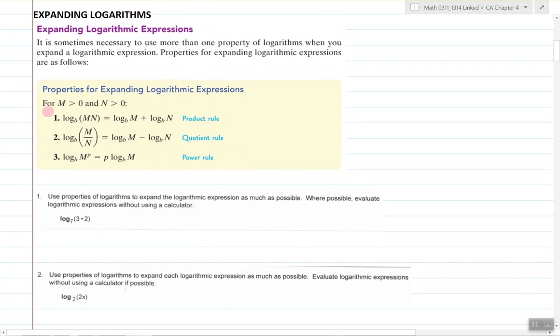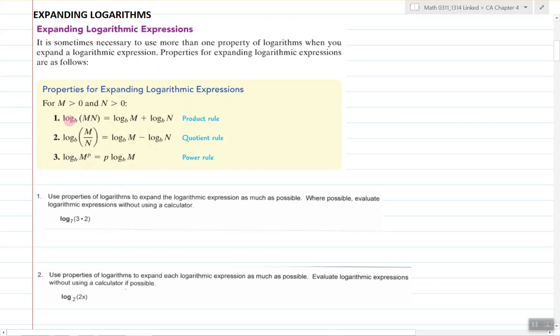Now we're actually going to do exercises on two other sets of properties, one being expanding logarithms and one will be condensing logarithms. When you expand logarithms, if you have a log of an argument, remember that this is the argument, and the argument has an operation. If it has multiplication, division, or a power, then this can be expanded so that each argument is a single term or a single variable.